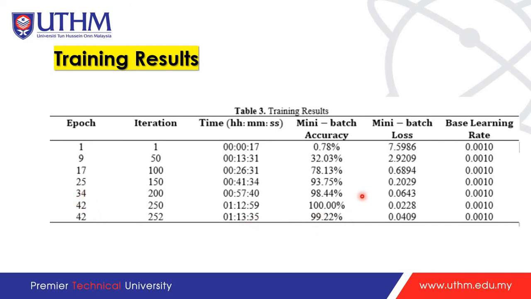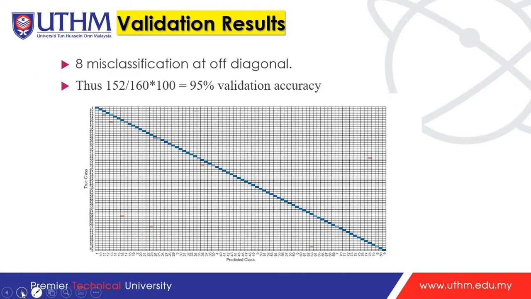The accuracy actually arrived at 100% and it reduced to 99.22%. Okay, for validation, we obtain 95% validation accuracy. You can see that we have 8 misclassifications off the diagonal. Okay, and since each class has 2 images during the validation stage, once we have 8 misclassifications, the accuracy is calculated as 152 divided by 160 times 100%. This will get 95% validation accuracy.